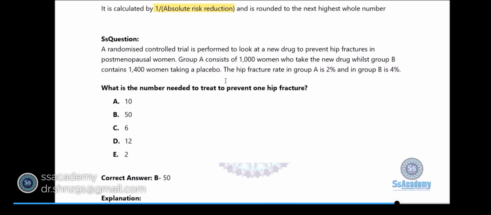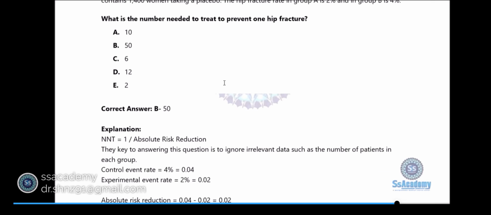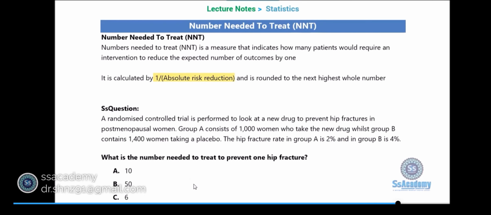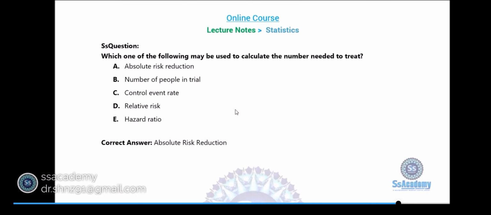So here is a question. Absolute risk reduction we can get from the experimental event rate and control event rate. So this is the difference, the absolute risk reduction. So 1 divided by absolute risk reduction equals the number needed to treat. So here also, the number needed to treat may be used with the absolute risk reduction.